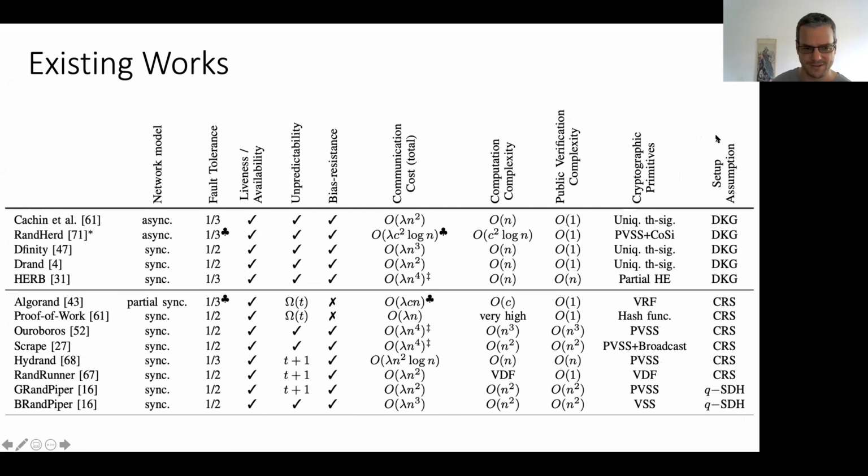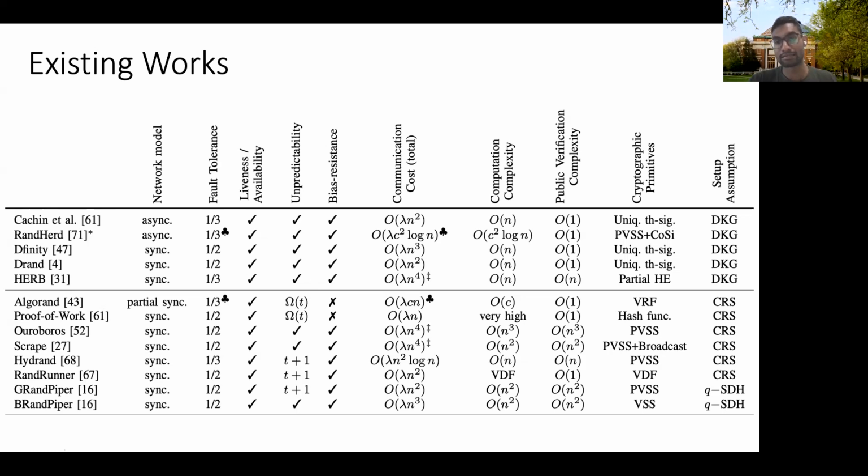One question. What is C? Okay, so the RandHerd and Algorand are sampling-based approaches. And what they say is that you start with a large network and you sample a subset of nodes, and then you run the beacon protocol within the subset.